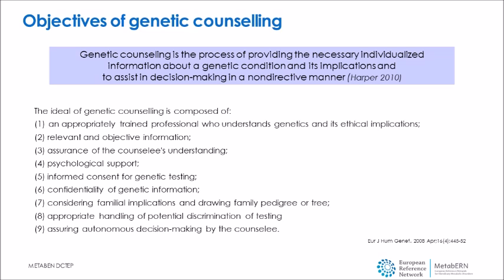So the geneticist draws a family pedigree with the patient and considers which are the risks for the patient himself or for his parents or his children, his aunts and uncles, etc. What is important is that the counselor handles in an appropriate way the potential risk of discrimination of the testing.